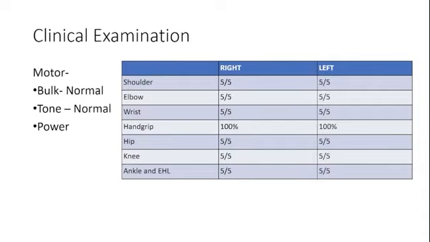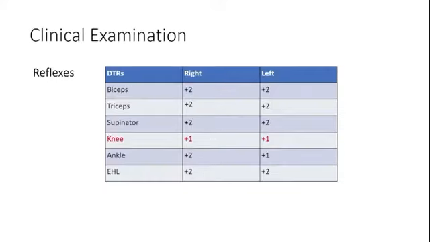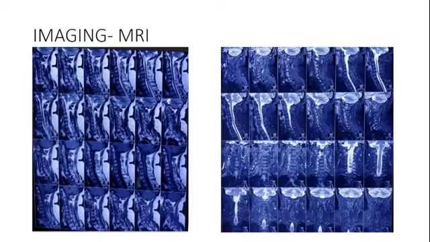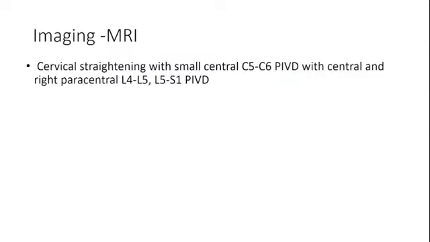On clinical examination, her bulk and tone are normal, sir. Power is 5/5 in all 4 limbs across all joints. Reflexes are 2+, sir. Sensory examination is normal. On MR imaging, the patient has cervical straightening with a small central C5-C6 PIVD, a central disc at L4-5 level, and a right paracentral disc at L5-S1 level. Sir, our patient is currently planned for a cervical root block now and will be planned for lumbar decompressive surgery for L4-5, L5-S1 PIVD, sir.